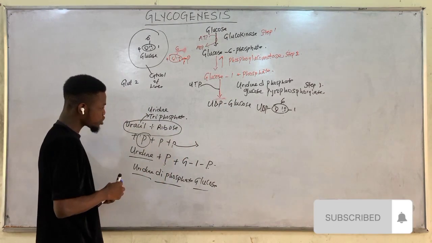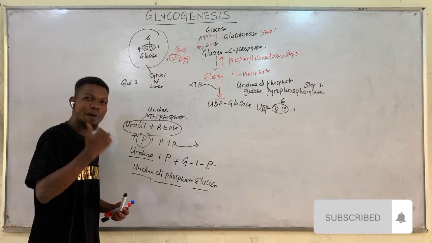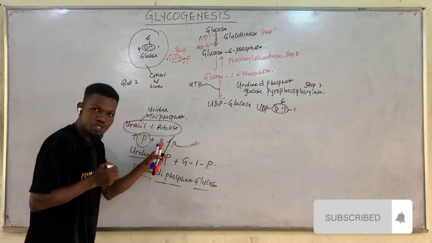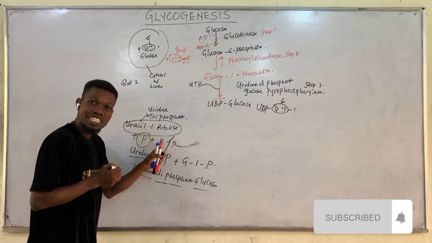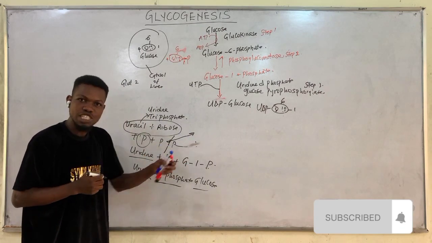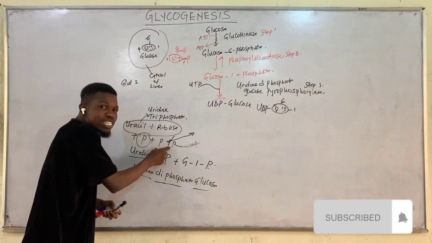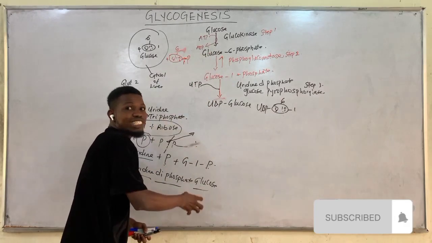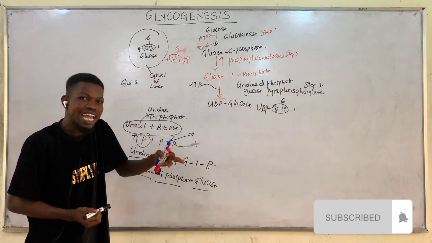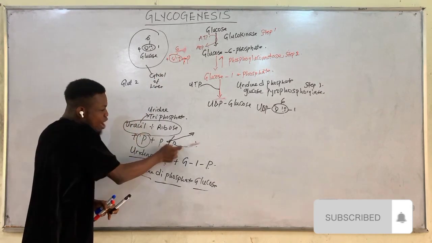Now don't forget that 2 phosphates are not added to glucose 1 phosphate. So what will happen to these 2 phosphates? They will be acted upon by a particular enzyme called pyrophosphatase. The pyrophosphatase is going to break these 2 phosphates, and when it breaks them, they are released. When these 2 phosphates are released, that is what we call an exergonic reaction, so it is going to release energy. This energy is for the process of glycogenesis to continue, because glycogenesis is an anabolic reaction, whereby energy is conserved, but it needs a particular energy to continue. That energy is derived from these 2 phosphates.